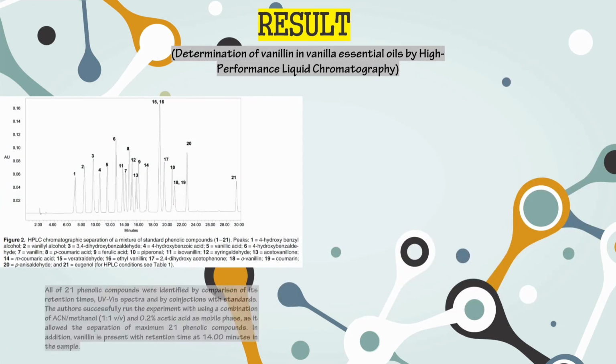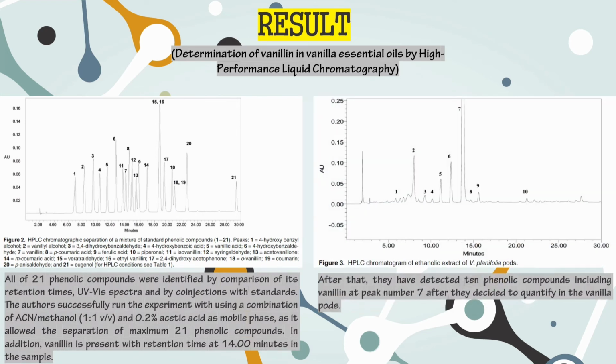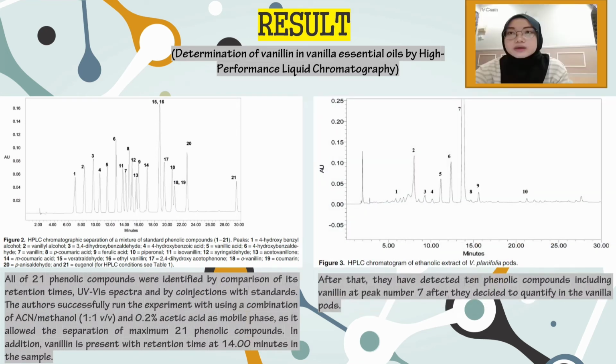Result for determination of vanillin in vanilla essential oils by high-performance liquid chromatography. All 21 phenolic compounds were identified by comparison of their retention times, UV spectra, and by co-injections with standards. The authors successfully ran the experiment using a combination of ACN or methanol and 0.2% acetic acid as a mobile phase, as it allowed separation of a maximum of 21 phenolic compounds. After that, they detected 10 phenolic compounds, including vanillin at peak number 7, and decided to quantify them in the vanilla pods.